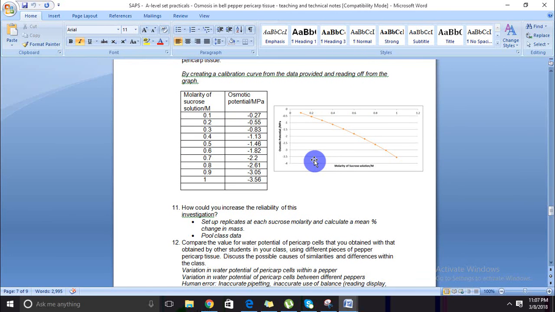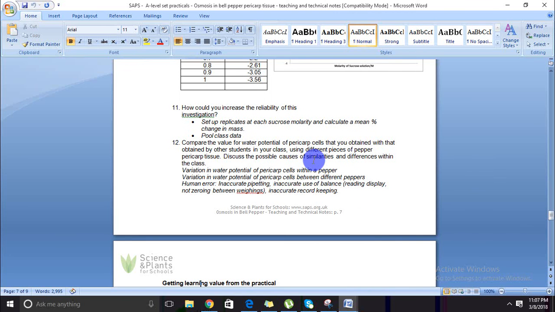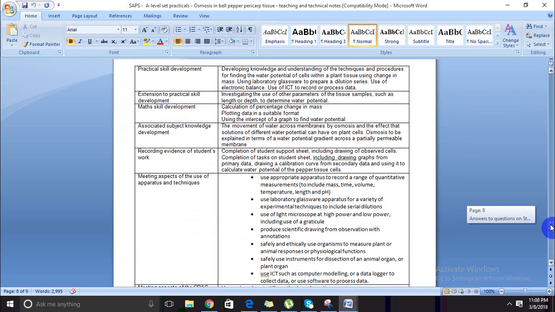How do you investigate the reliability? Set up replicates at each sucrose molarity and calculate a mean percentage change, and pool class data because you compare it. Compare the value for water potential of pericarp cells that you obtained with that by the students. Discuss the possible causes of similarity and differences: variation in water potential of pericarp cells within a pepper, between different peppers, human error, inaccurate pipetting, inaccurate use of balance, inaccurate record keeping. So, practice.